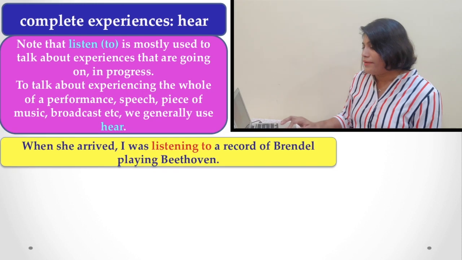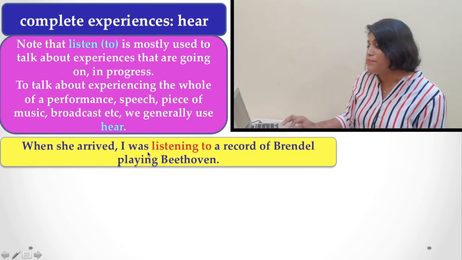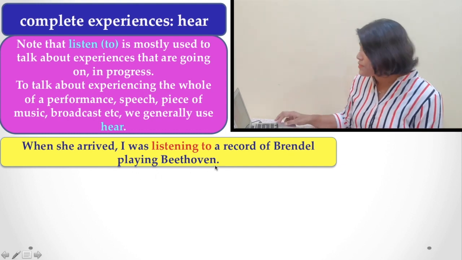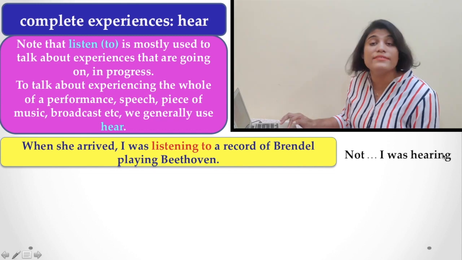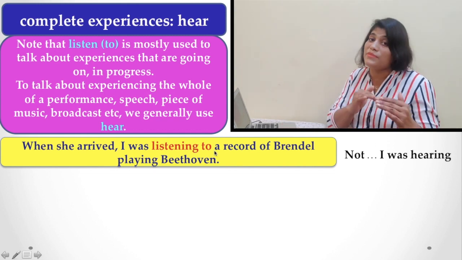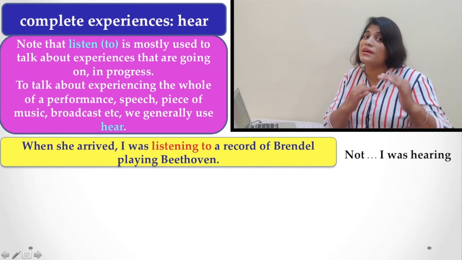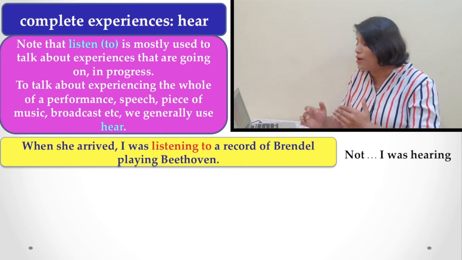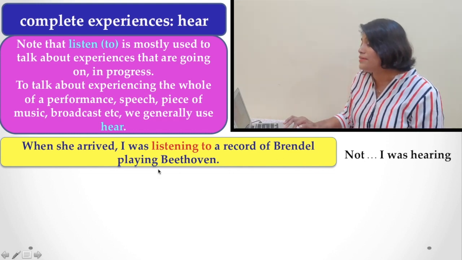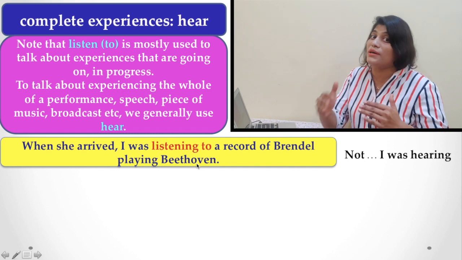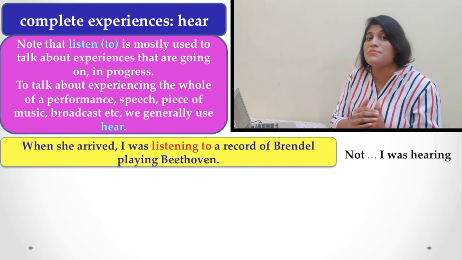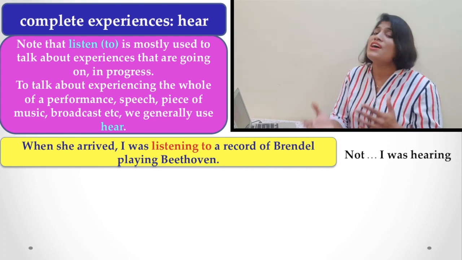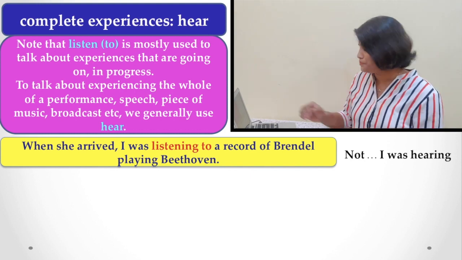So now, here: when she arrived, I was listening to a record of Brendel playing Beethoven, and not was hearing in this context, because when she arrived, that was a continual process. Something was going on. That is, the record of Brendel playing Beethoven was going on. The music was going on, and to say that something was in progress, we have to use the verb listen to.